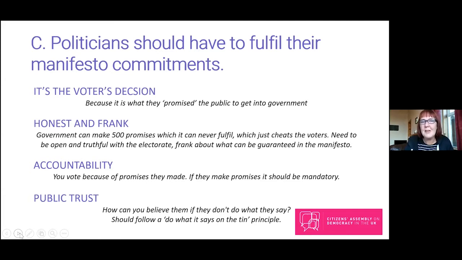And public trust. So again, these themes keep emerging about some of the reasons that we might want to consider putting limits on what a government can do once they've been elected.